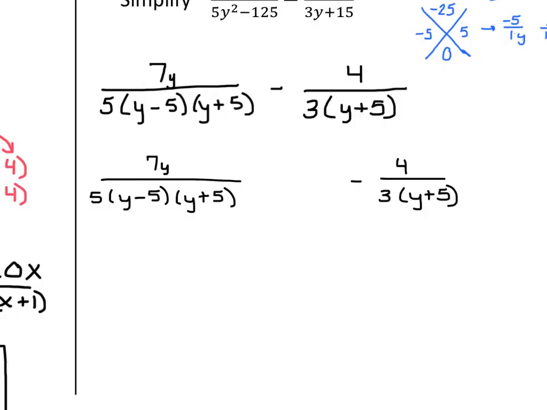What does the second one have that the first one doesn't? 3. We're looking at the denominators. Multiply the bottom by 3 and the top by 3. So would you have to multiply the other side by 5? By 5. What else is missing? Y minus 5. So you have to do it by everything.